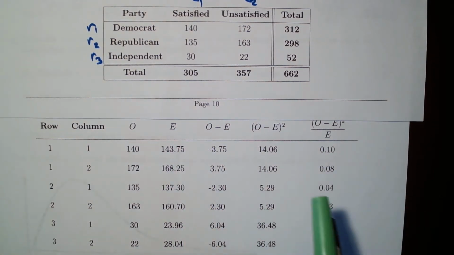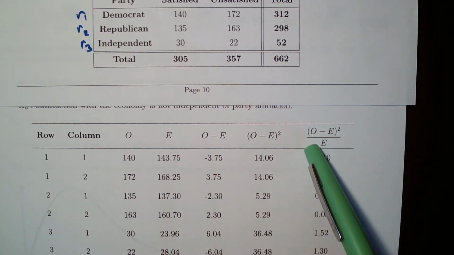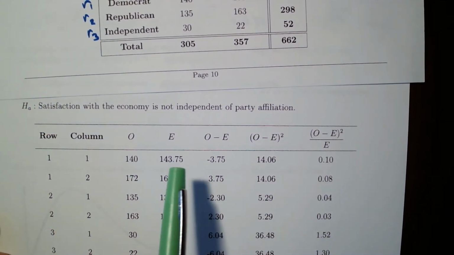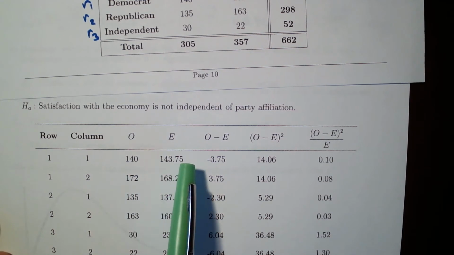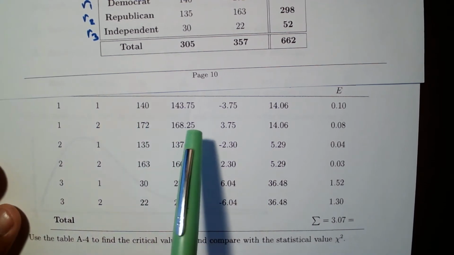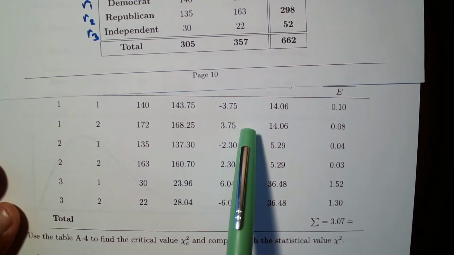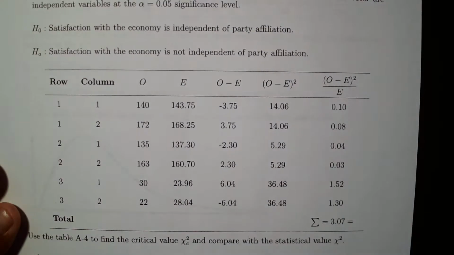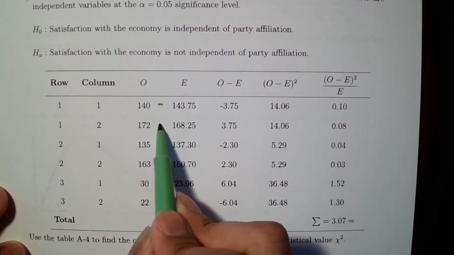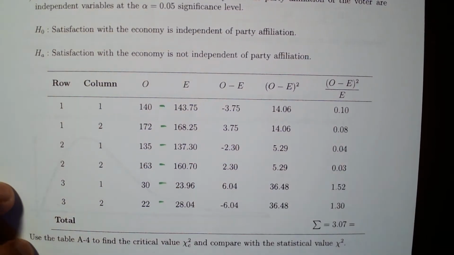Now, the formula calls for observed minus expected, quantity squared, and then divide by the expected. So here I did that for you. I'm just going to explain how I got these numbers. Well, 140 minus 143.75, I get negative 3.75. Same here, 172 minus 168.25 is 3.75. And same here, if you do this guy minus that one, you get these numbers in the O minus E column.